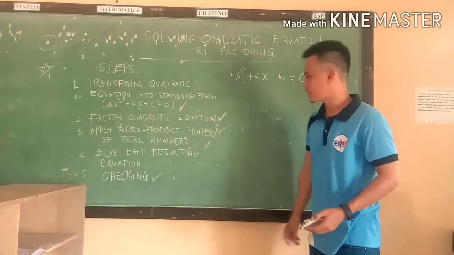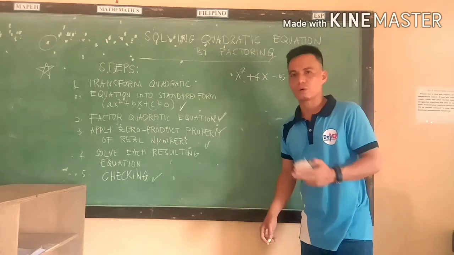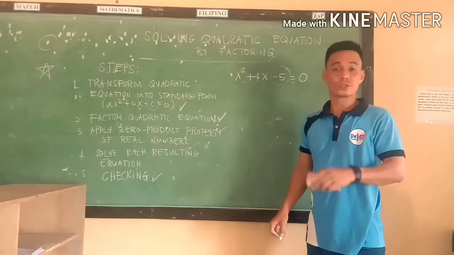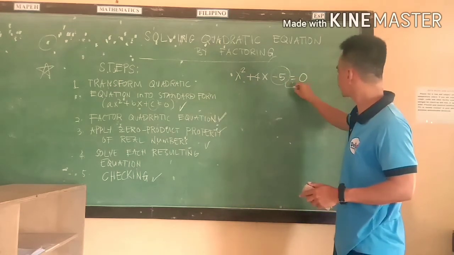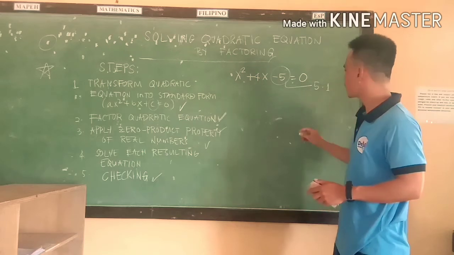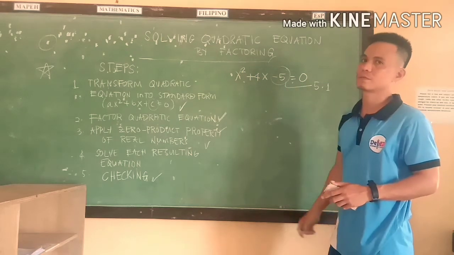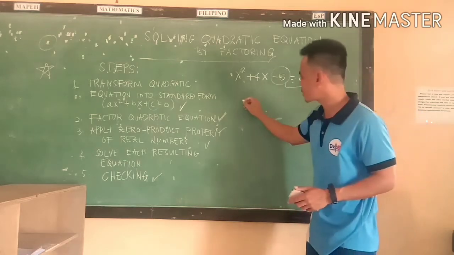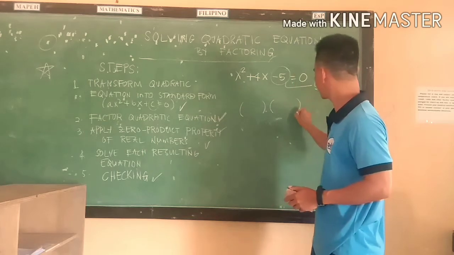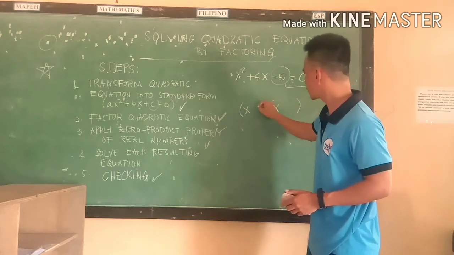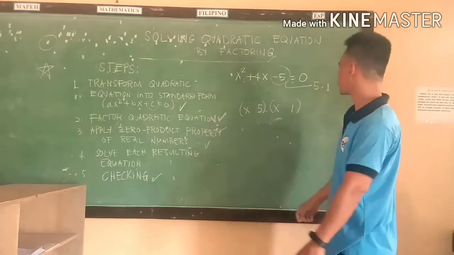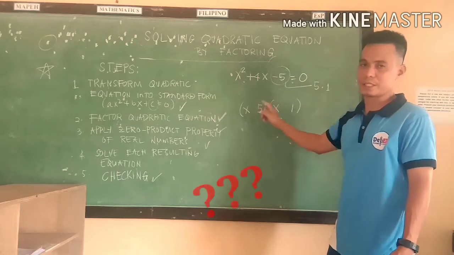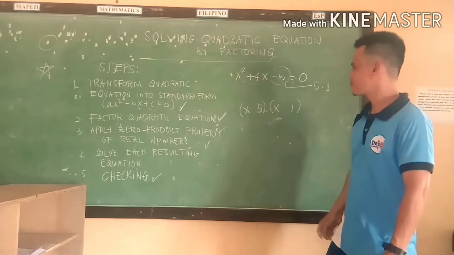Step number 2, factor quadratic equation. So like we have done a while ago, titingnan natin yung 5. Kung ano yung factors dyan, yun yung gagamitin natin. So factors are 5 and 1. Meron pa ba? 5 and 1? Okay, wala na. So 5 and 1. So, wala na ibang factors kundi 5 and 1. So, therefore, yun yung gagamitin natin. So, x, 5, and 1. Okay, let's try to see kung anong sign titingnan natin.